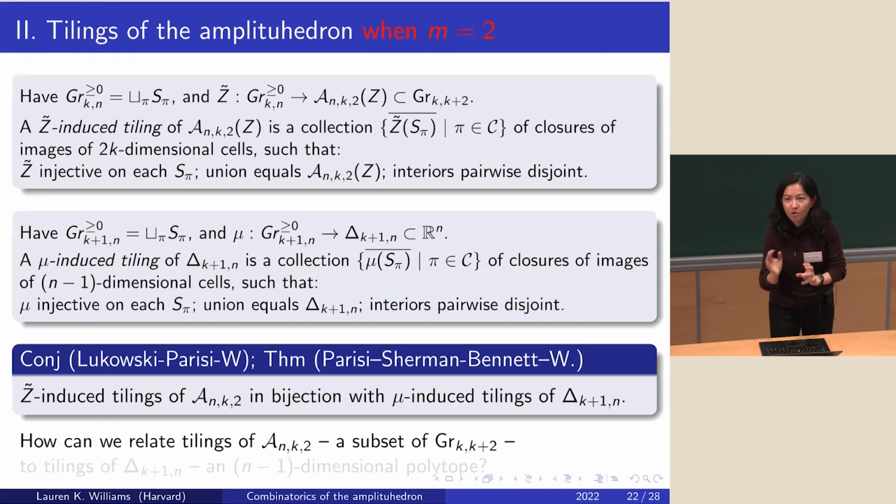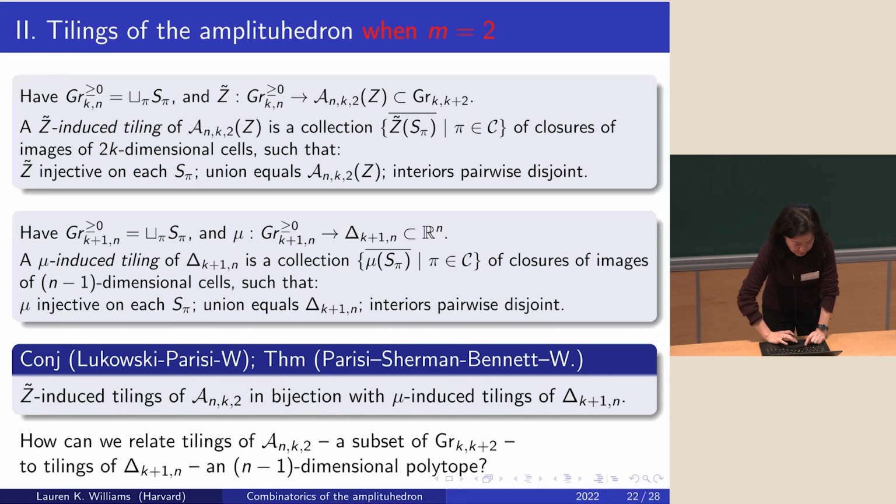Okay, and I'll just show what this looks like in an example. But the first question, of course, is how could we possibly relate tilings of some subset of the Grassmannian to tilings of a polytope?